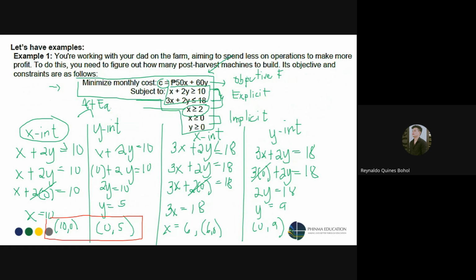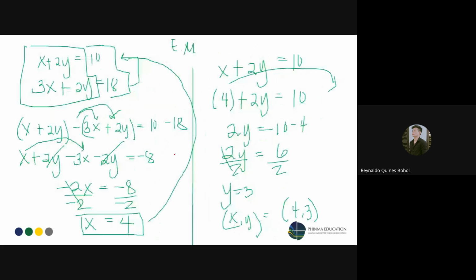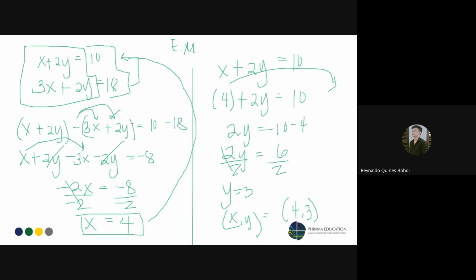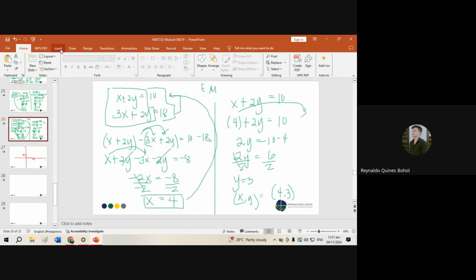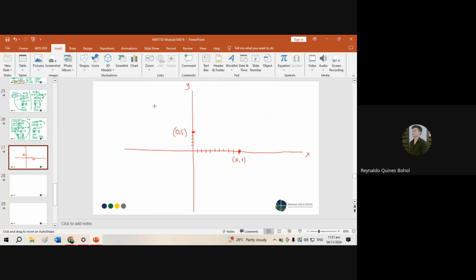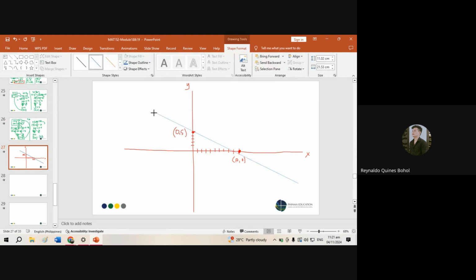The first one is 10, 0, and 0, 5. 10, 0 is x, 1, 2, 3, 4, 5, 6, 7, 8, 9, 10. So the 10, 0 is located here. Yan. X, Y, X yan, tapos to Y. Then 0, 5. 1, 2, 3, 4, 5. So this is 0, 5 for our first equation. Okay? This is our first equation.